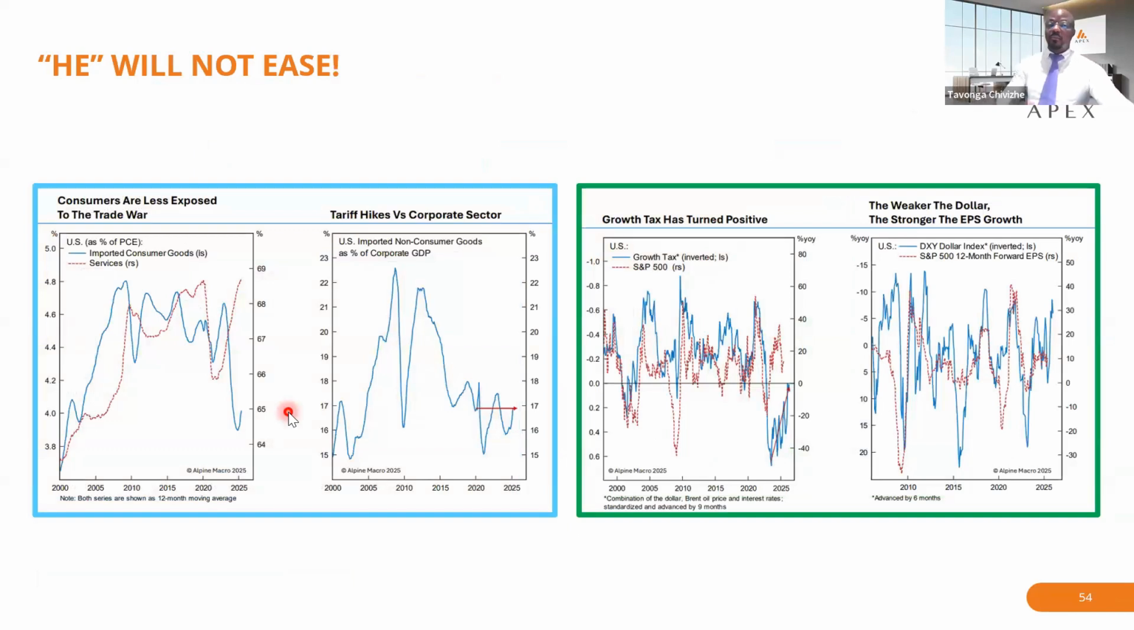However, Alpine Macro also says if you look at the growth tax, which is essentially the combination of the dollar, interest rates, and credit spreads, it is quite low and has been declining so far this year because of the weak dollar. This blue line is inverted. So when it is going down, it means growth tax is increasing and it tends to drag the S&P down with it. But when it is going up, it means that there's upward pressure on the S&P.